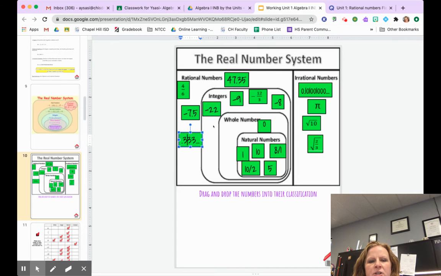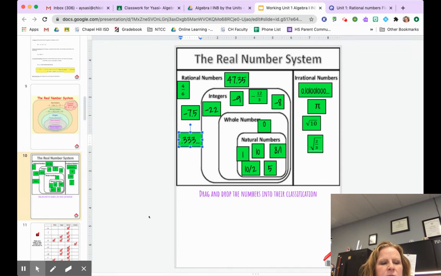And then integers, positive, negative numbers that are whole. So negative 22, negative 9, or negative 12 over 3. Because if we were to divide that, that's negative 4. So that's why that goes in integers. Negative 8 is an integer. Whole number, 0, would go there. And then natural numbers are numbers that are 1, 2, 3, 4, 5, and so on. So make sure this is filled out.